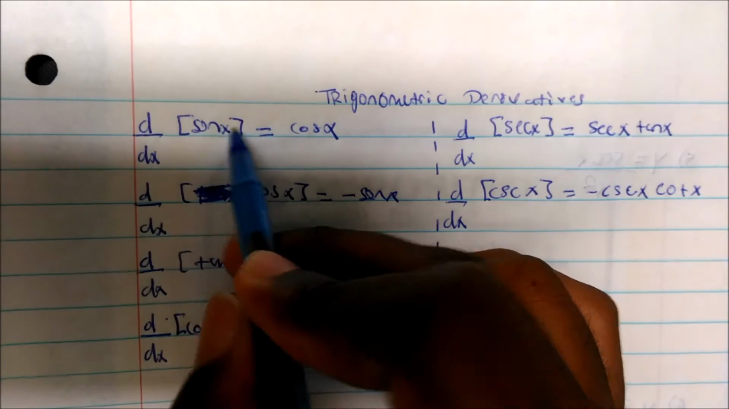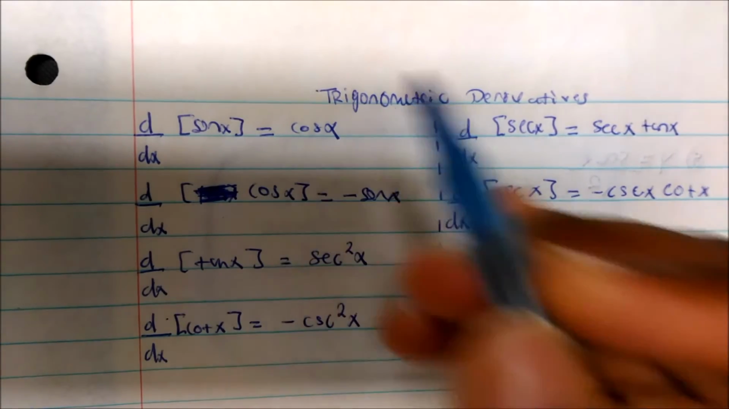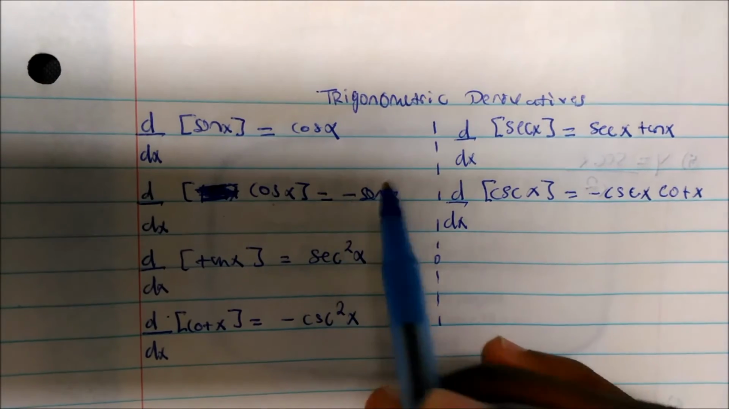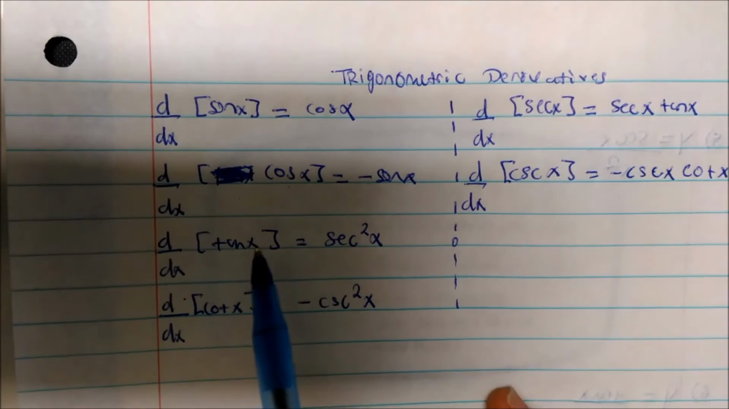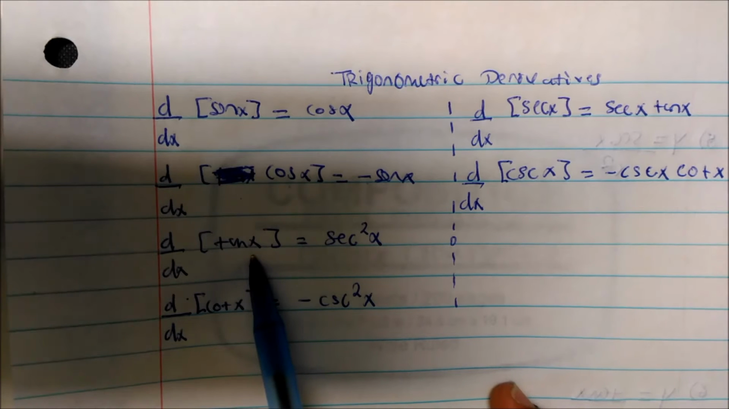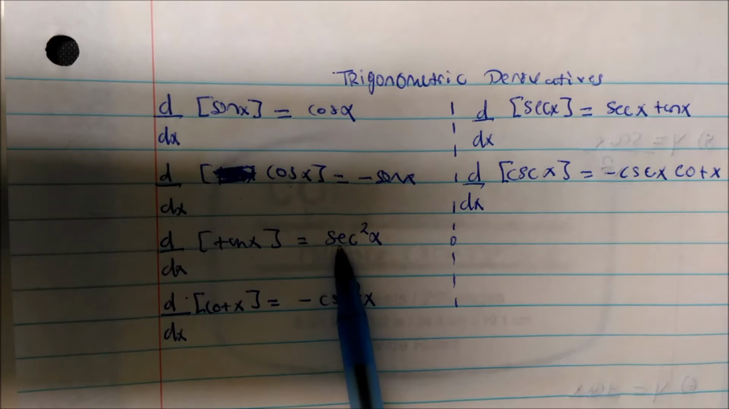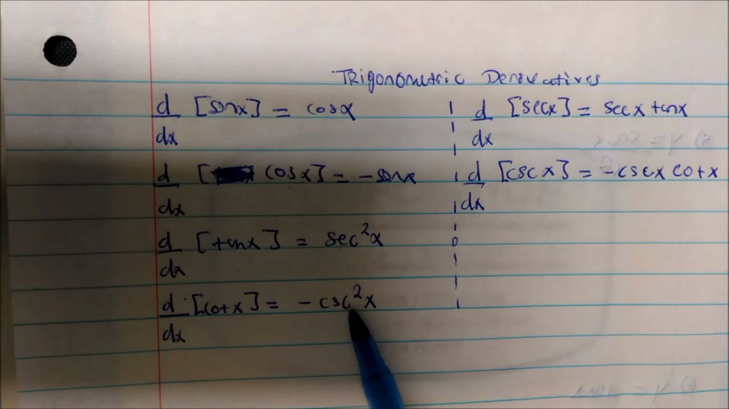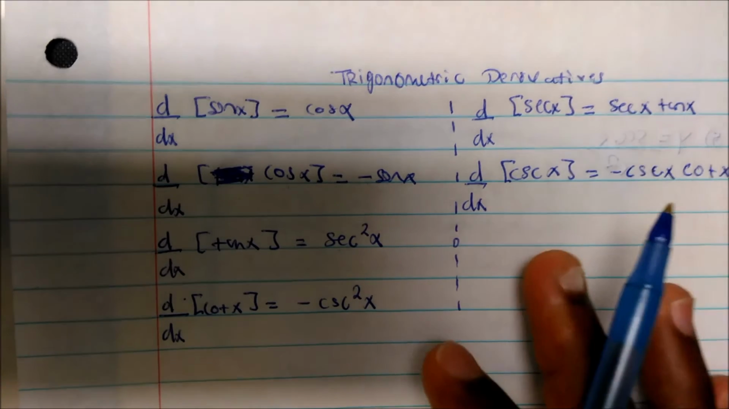The derivative of sine of x is just cosine of x. The derivative of cosine of x is negative sine of x. The derivative with respect to x of tangent of x is secant squared of x. The derivative of cotangent of x is just negative cosecant squared of x.